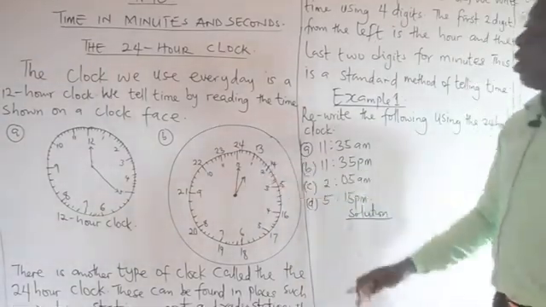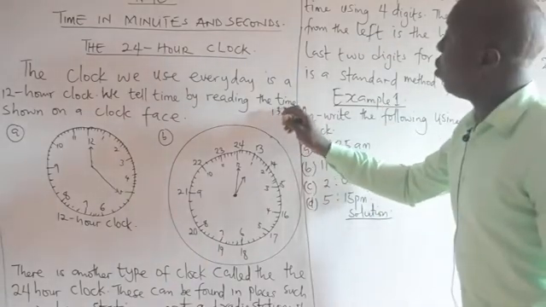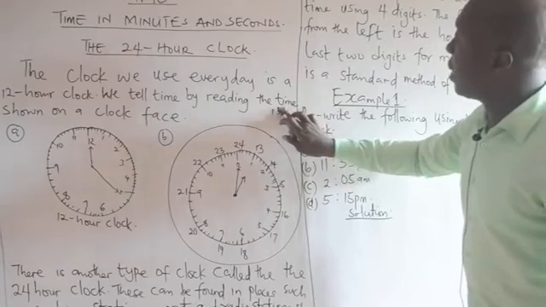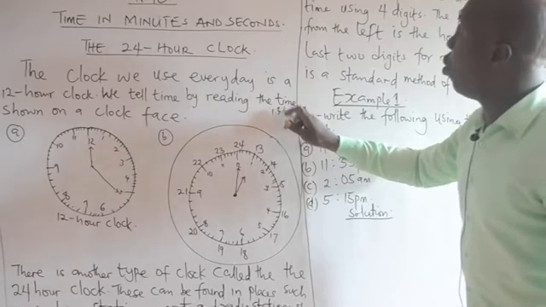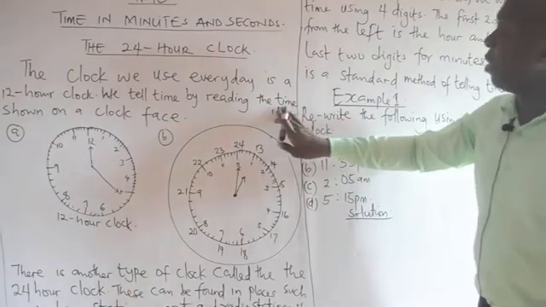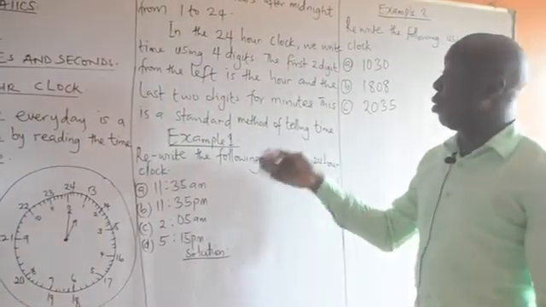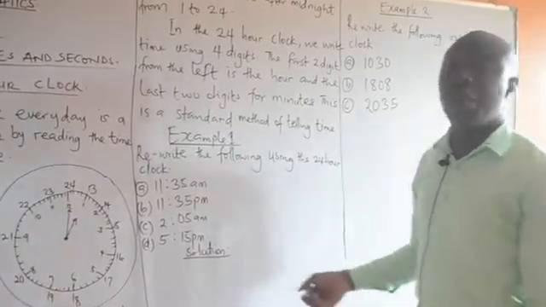In the 24-hour clock, how do we write the time? 13:00. It means 1 o'clock. Is that understood? So we are writing some of the numbers from the normal 12-hour clock to the 24-hour clock.